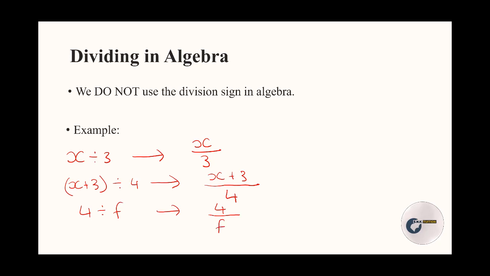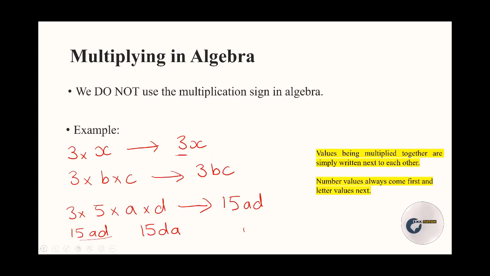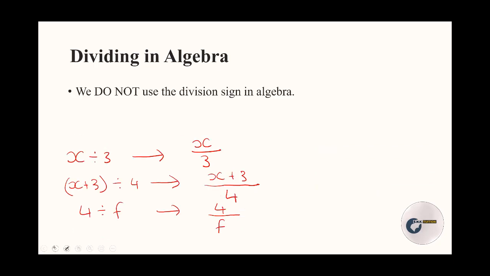And so when we're speaking algebra, if we were reading this out loud, we wouldn't say x divided by 3, we would say x over 3. And just to go back for a second to multiplication, we wouldn't say 3 multiplied by x, we'd say 3x, 3bc, 15ad. It's important that we know how to speak it as well.